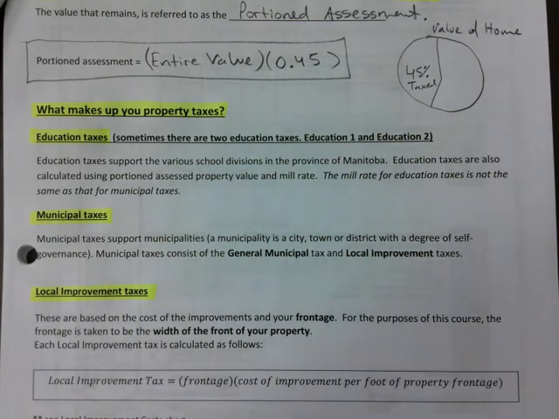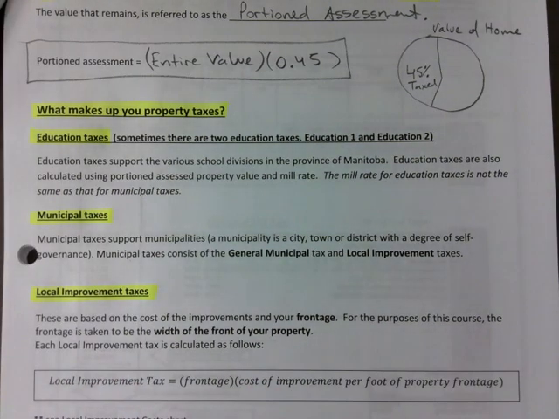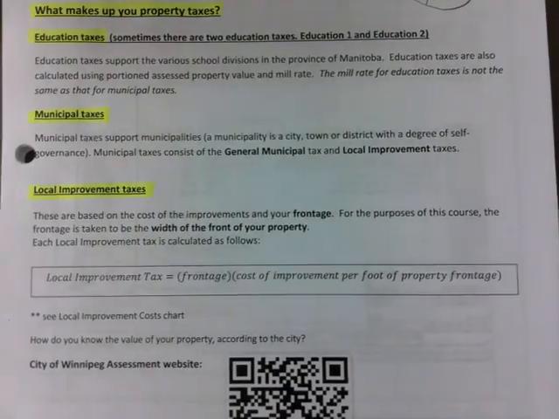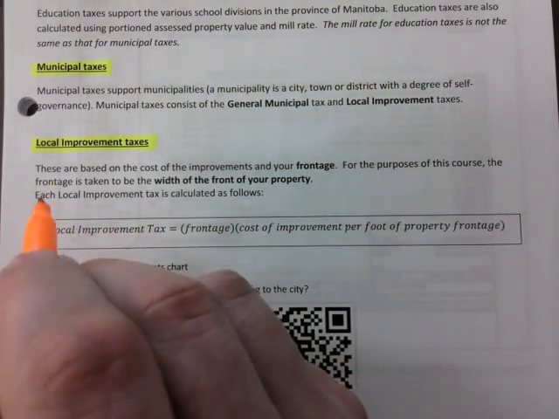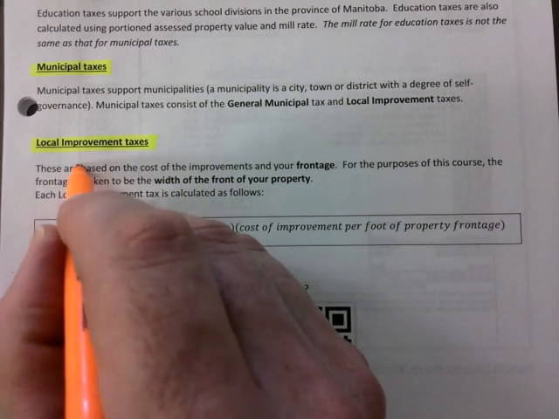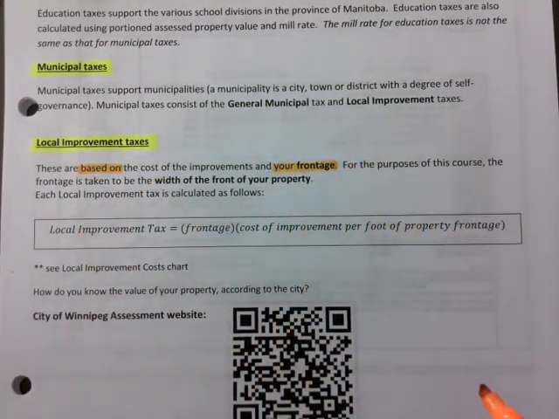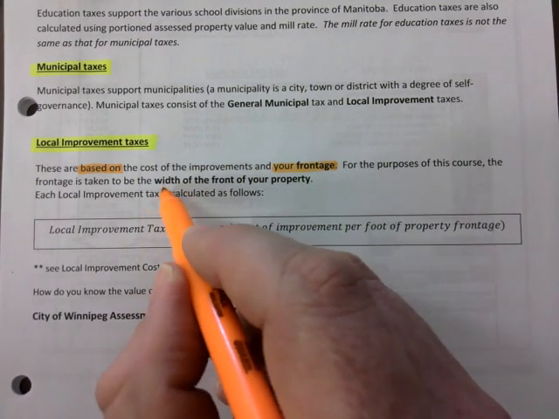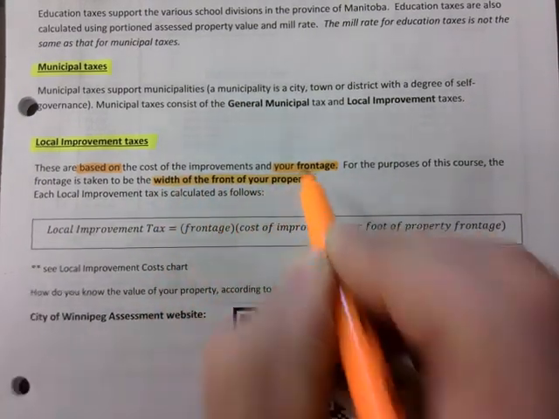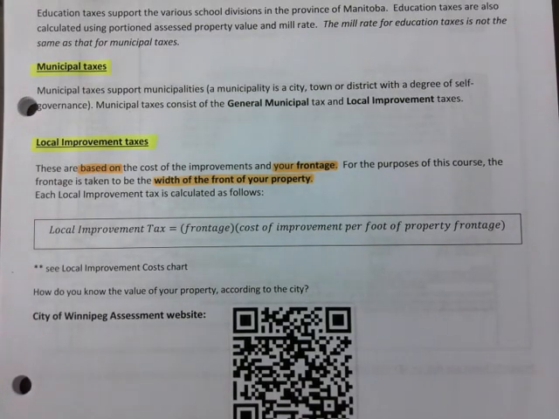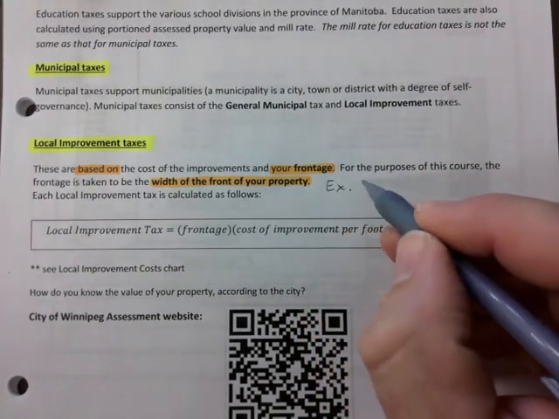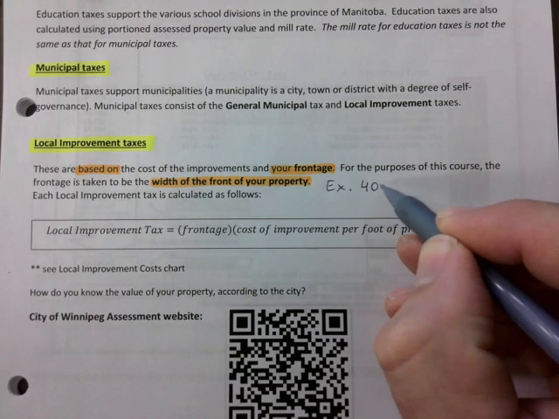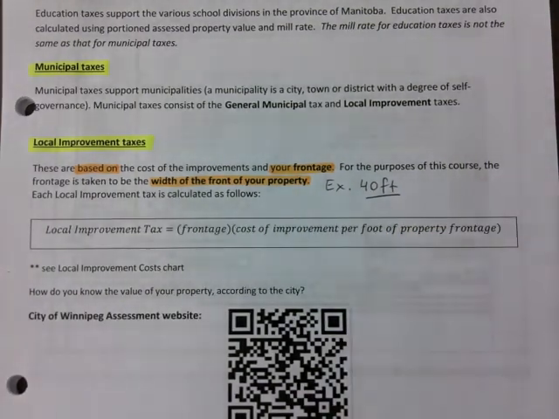Oh yes, here. When it comes to improvements, the city charges a little extra to the people that live in that area. And this is what I need you to highlight: it is based on your frontage. Basically, it ends up being the width of the front of your property. Example, a lot of city lots are 40 feet. They could say that the front of your property from end to end is 40 feet.